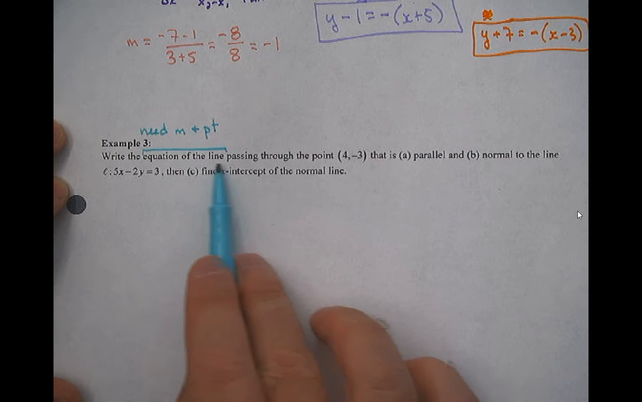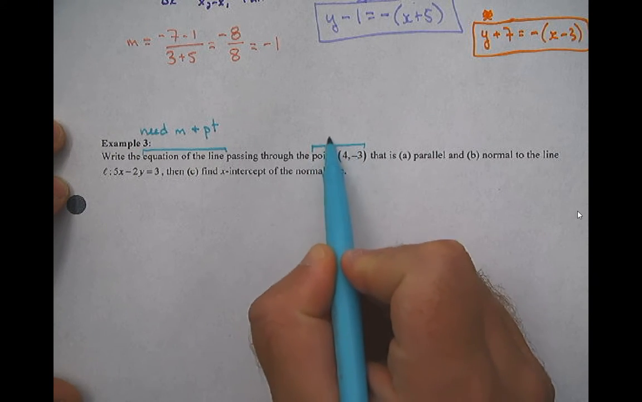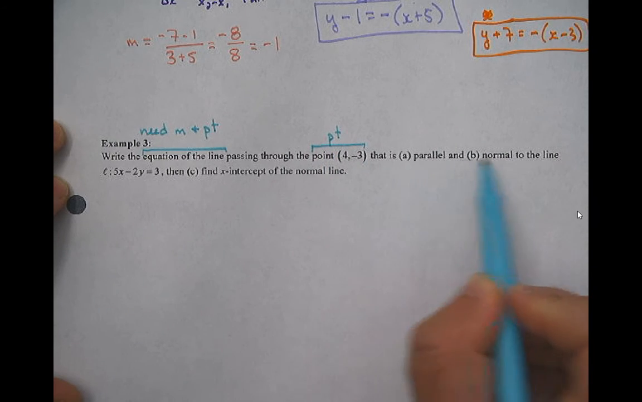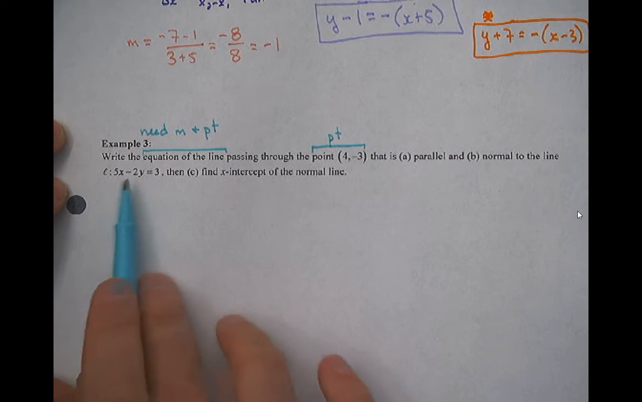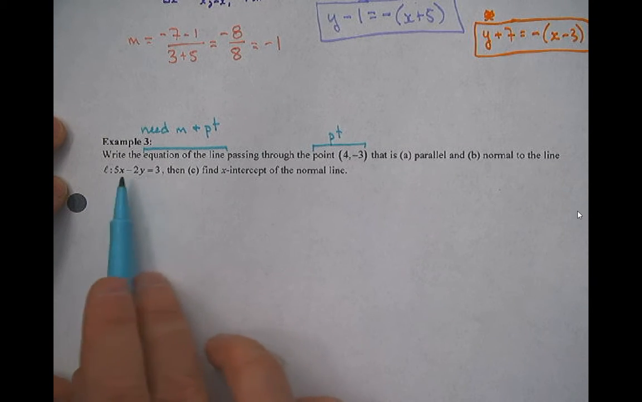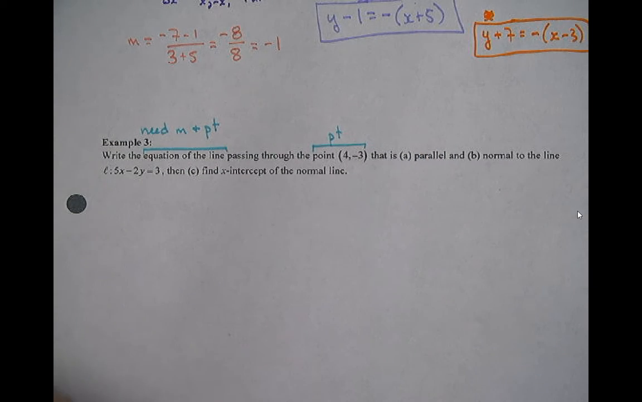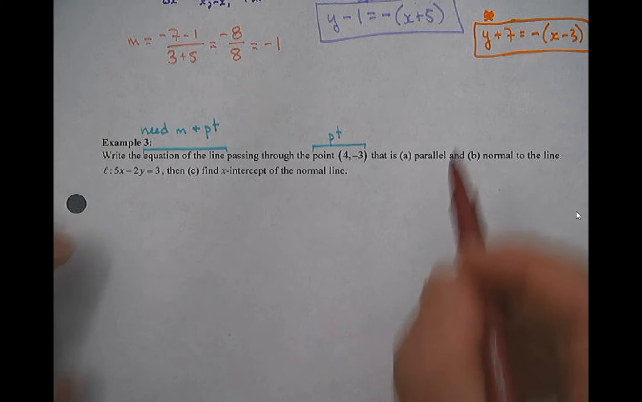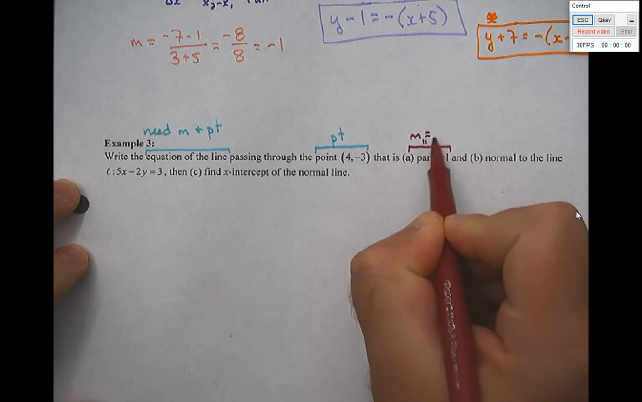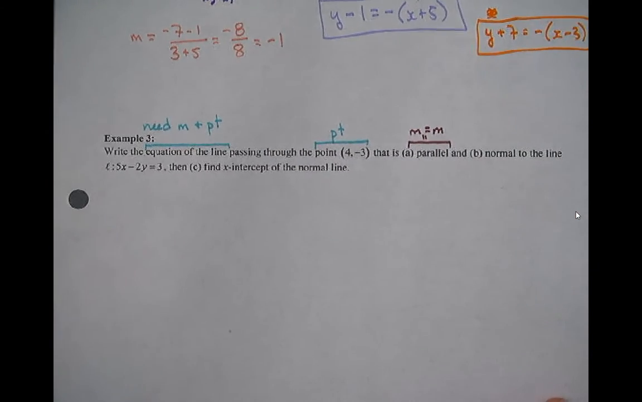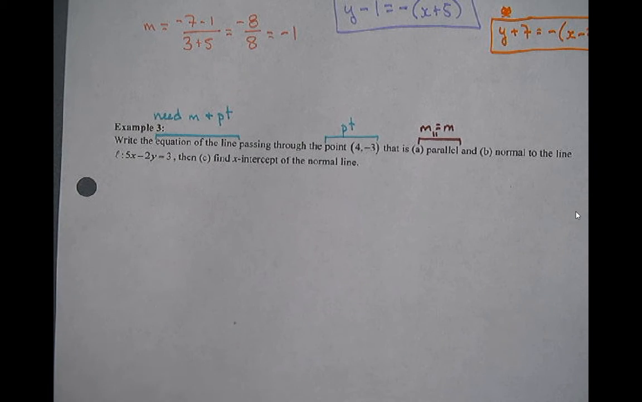Write the equation of the line passing through the point. Okay, that's good news. There's my point. And is parallel, normal to this line, and then find the x-intercept of the normal. All right, so this is what I'm going to be parallel to. Well, if I'm parallel, my parallel slope is equal to whatever my slope is. So I'm going to have to do some work here. I've got to figure out what's the slope of this line. So let's focus on that first.